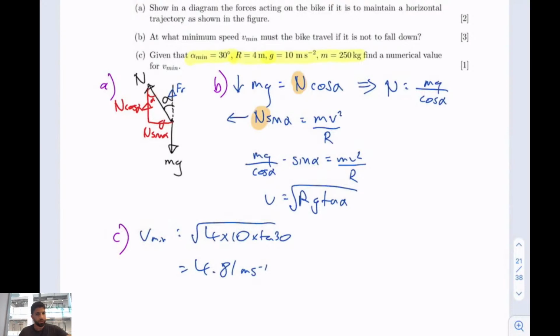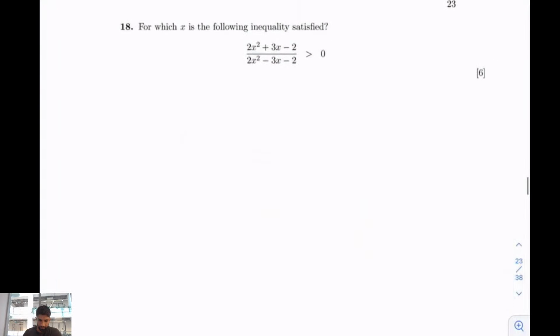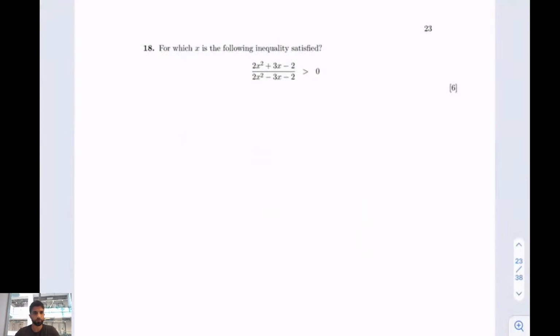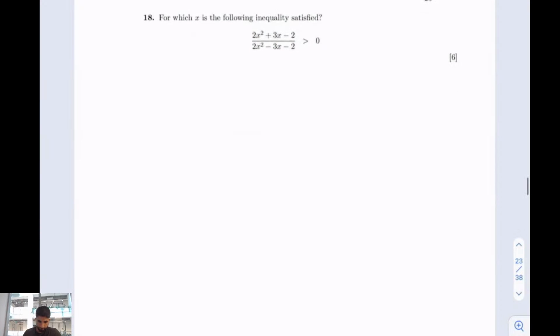Let me know if you have any questions about this one, if there is anything that's not clear. Then I will look at question 18, which is the inequality question. Right, let's get that.